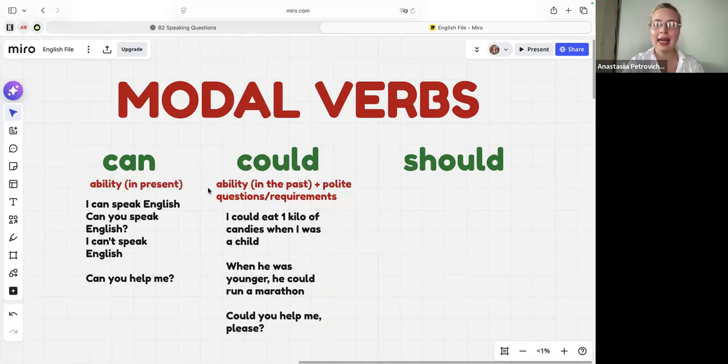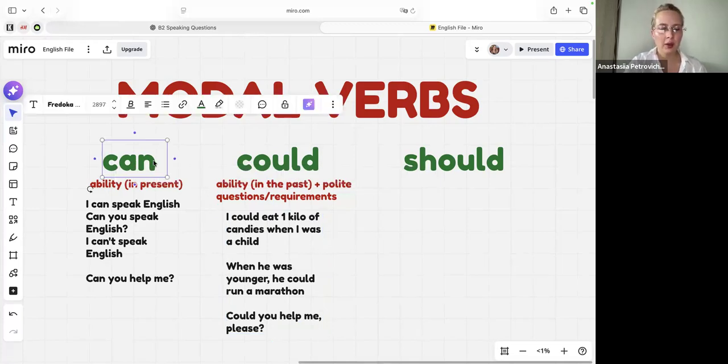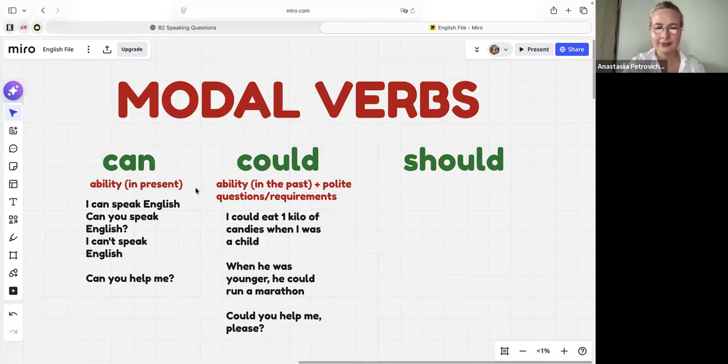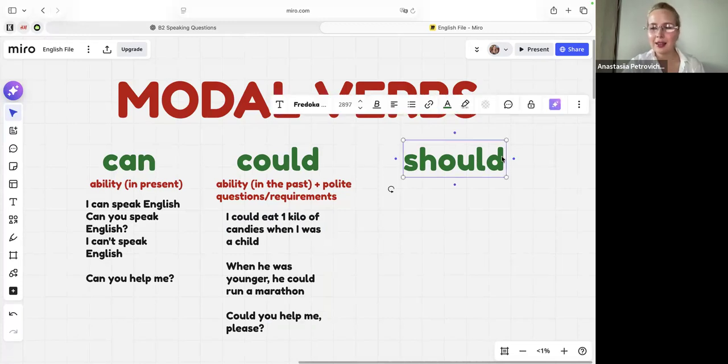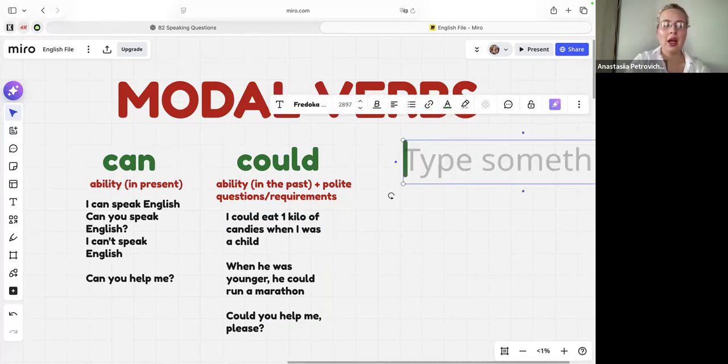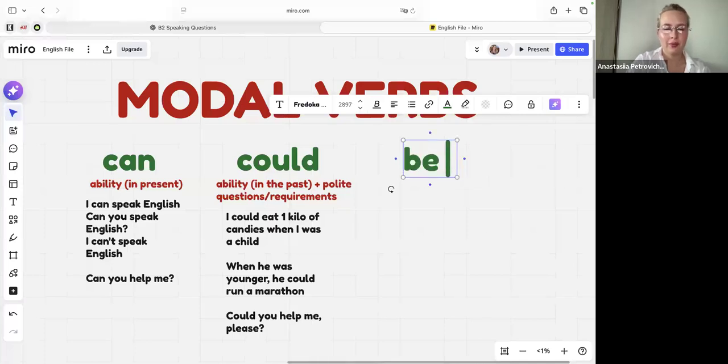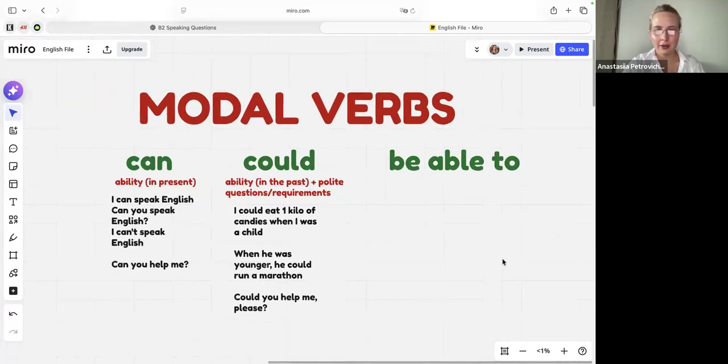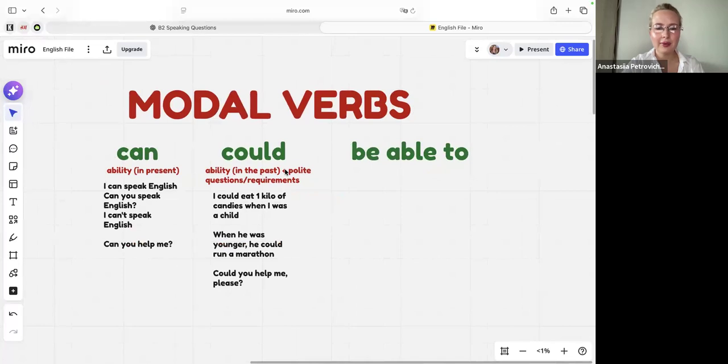Why not? Here, a fair question would be, Nastya, if we speak about ability in present and we use can, we speak about could, yes? And we speak about ability in the past. What about ability in the future? So the next one, let me write here instead of should, be able to. Be able to, like that. And that we will use for ability in all tenses.